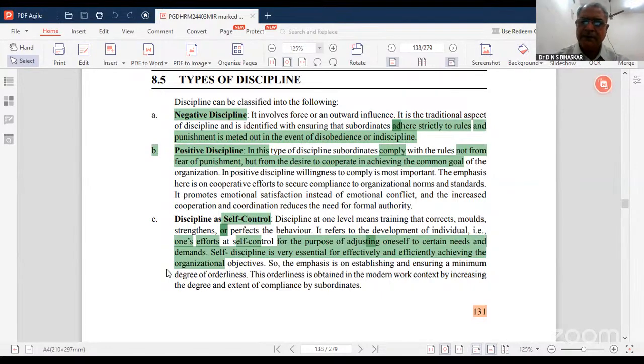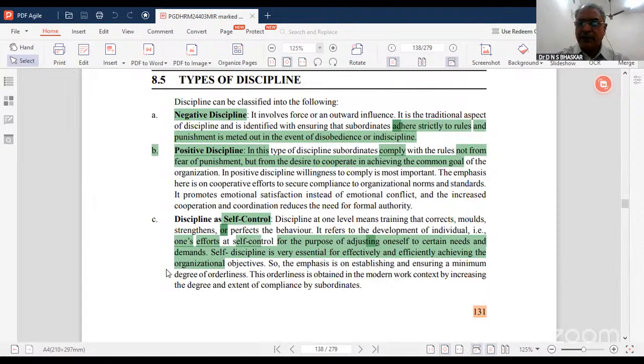In this particular type of discipline, subordinates comply with the rules, not out of fear of punishment, but from the desire to cooperate in achieving the common goal. This is actually a motivated employee. He will know what his activity is, what he is intended to perform, and how he has to do his job. A highly motivated, dedicated employee will always feel that yes, I have to contribute something to the organization for the achievement of the common goal.